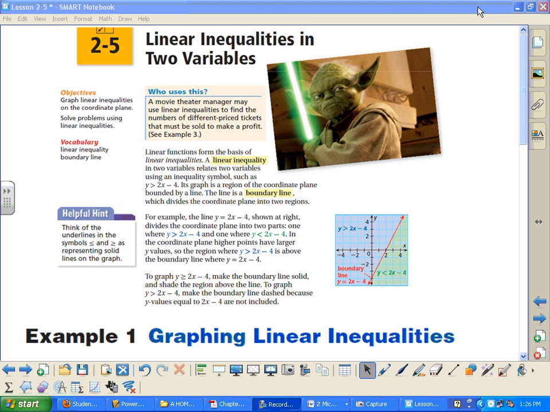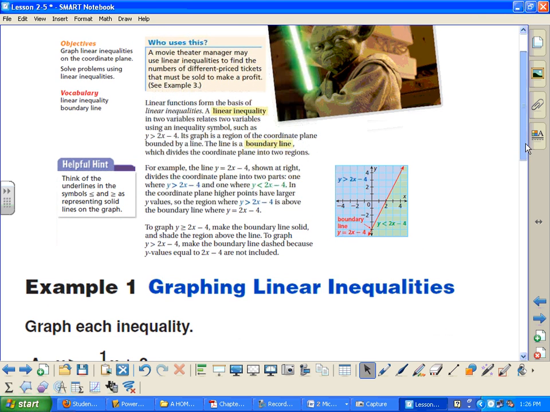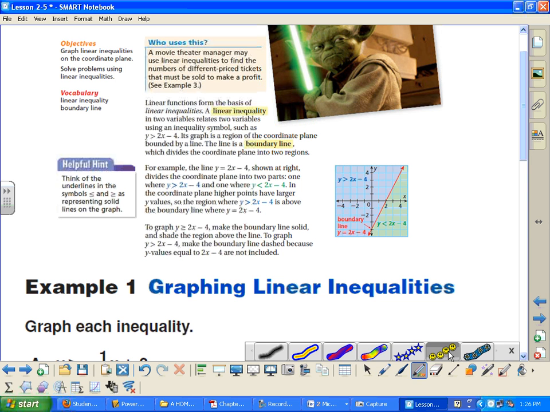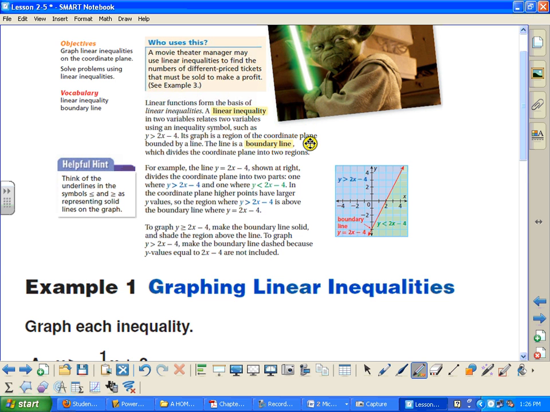All right, linear inequalities in two variables. We solved inequalities in an earlier lesson, I think lesson 1, where we graphed on a number line. In this case, we're going to look at them with two variables, where we have y is greater than some form of x, and we're going to look at the graphs of them. The actual line for that is called the boundary line. So here we talk about what's called a boundary line.